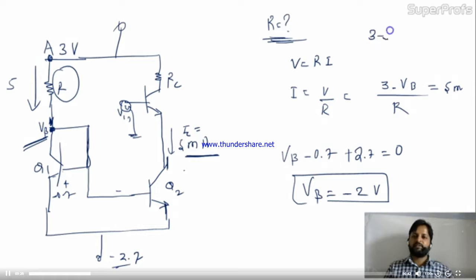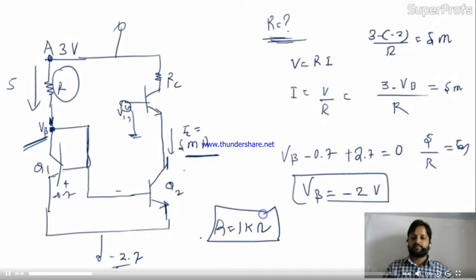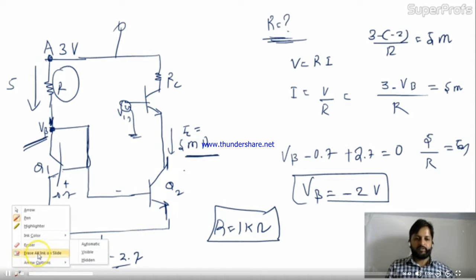Now you can apply it into this formula. You will get 3 minus of minus 2, divided by R, equal to 5 milli. So this is nothing but 5 divided by R equal to 5 milli. So R is definitely 1 kilo ohm in this circuit. Is it okay? So this is the current mirror concept. Okay, now let's see this circuit.